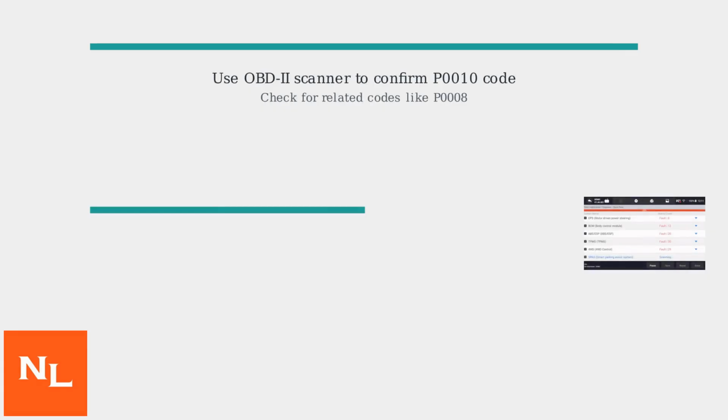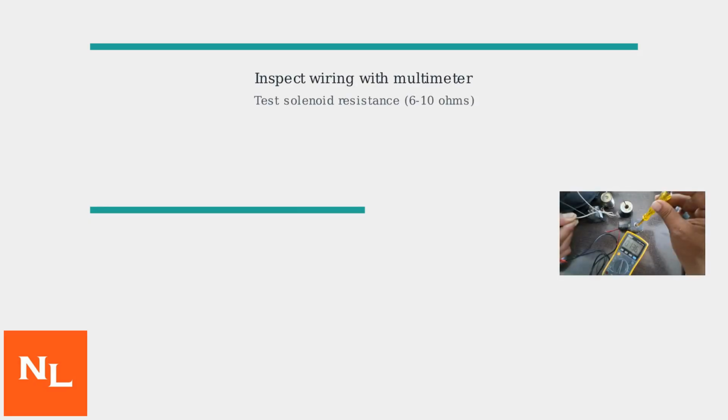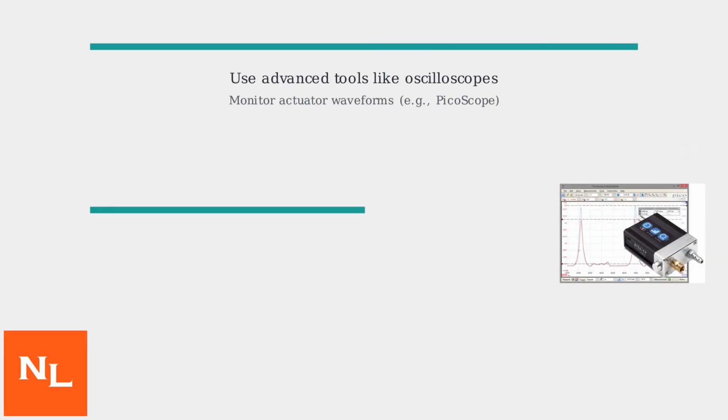To diagnose a P0010 code, start by using an OBD2 scanner to confirm the code and check for related codes like P0008. Inspect the wiring with a multimeter, testing the solenoid's resistance, which is typically 6 to 10 ohms. Also, perform an oil pressure test to ensure proper oil flow. Advanced tools, such as oscilloscopes like PicoScope, can be used to monitor actuator waveforms for irregularities.